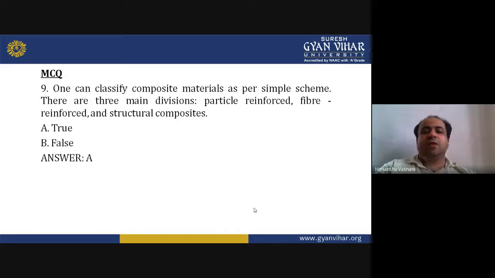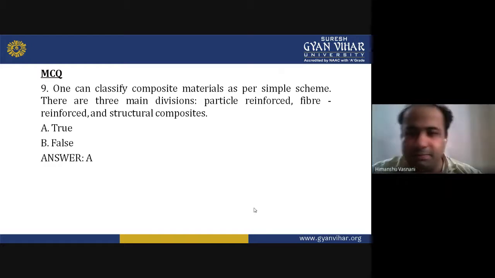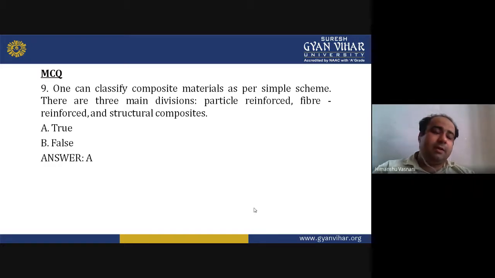One can classify composite materials by a simple scheme. There are three main divisions: particle reinforced, fiber reinforced, and structural composites. We have discussed the whole chart. So I think it's true.